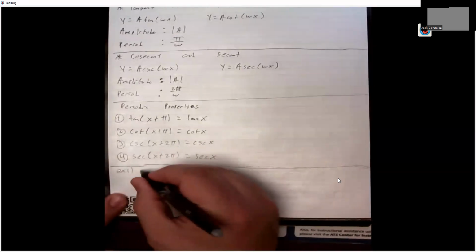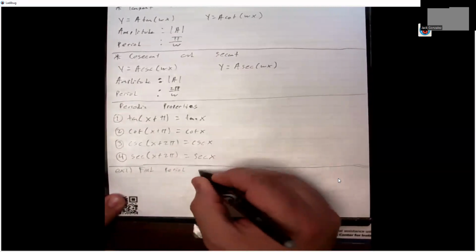Okay. We're not going to do too many examples here because it's almost the same stuff as before. We just do one and move on. Find the period and amplitude. Y is equal to cotan of 3x minus pi over 4.